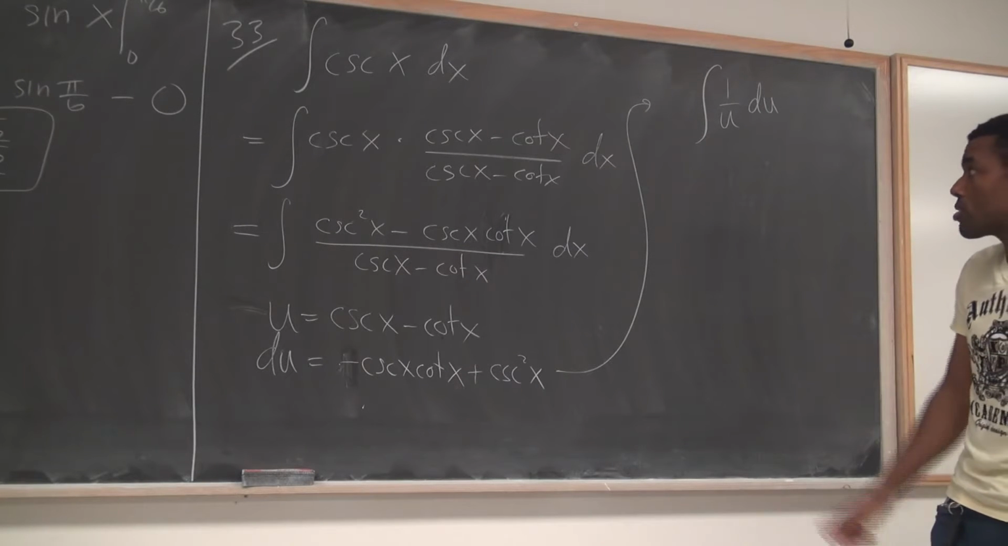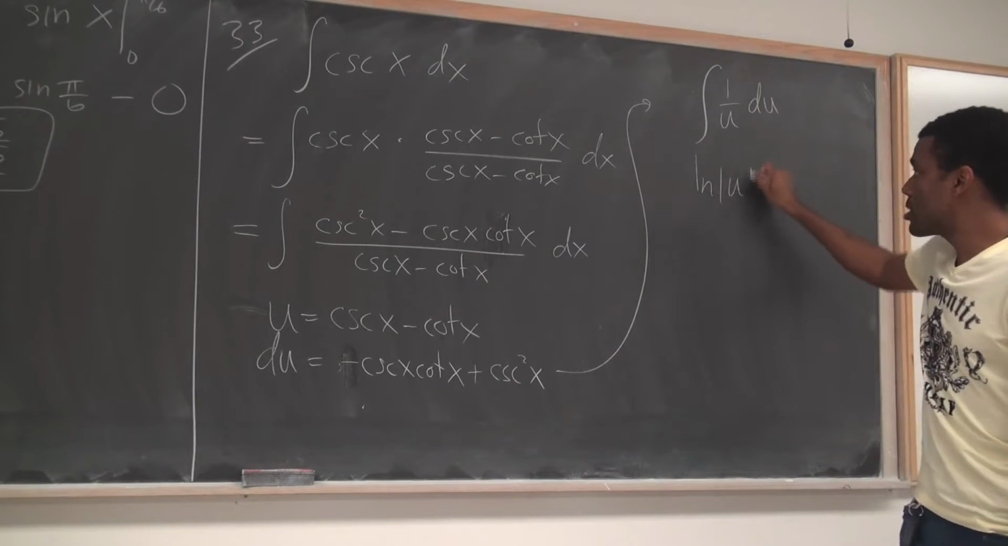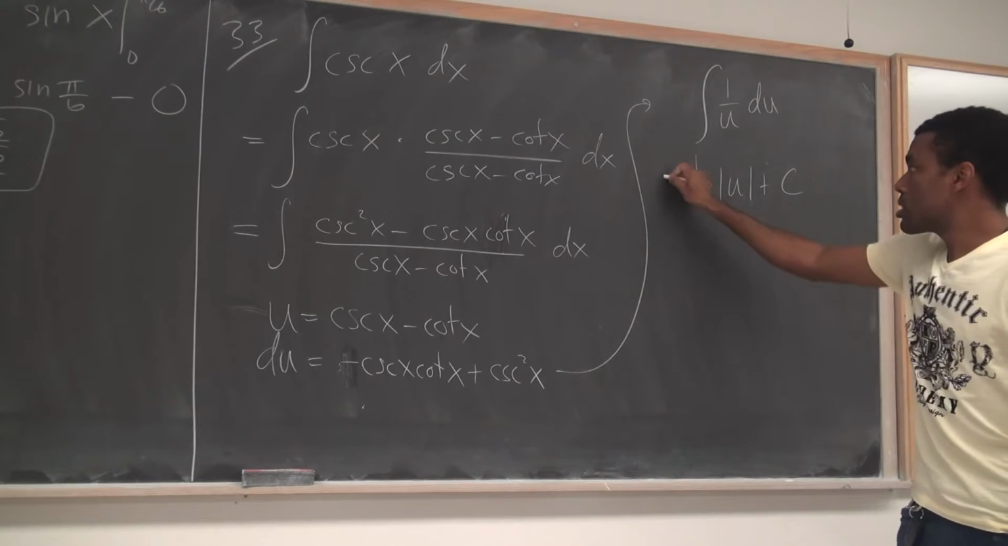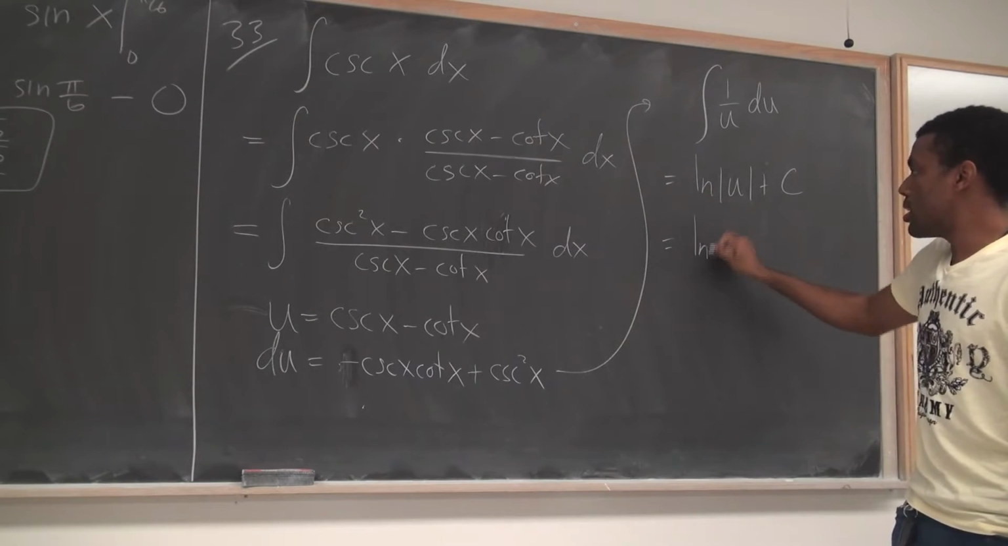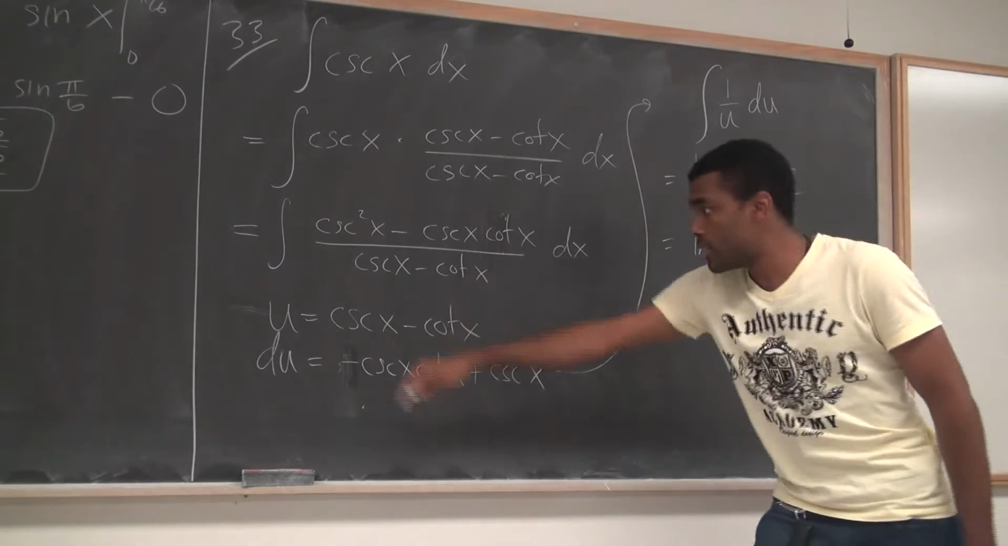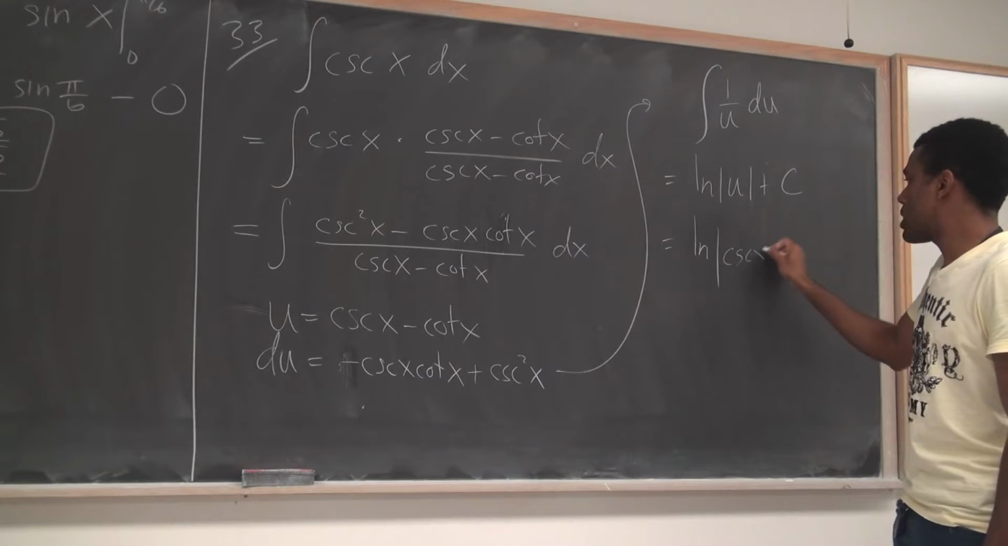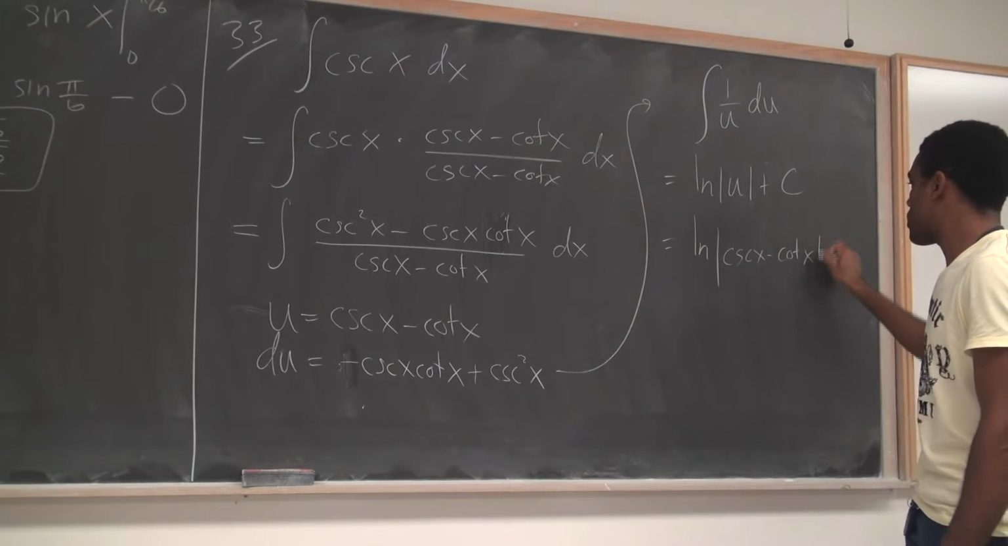Okay, so it's just 1 over u, so this is ln u plus c. So we get ln of this guy, cosecant x minus cotangent x.